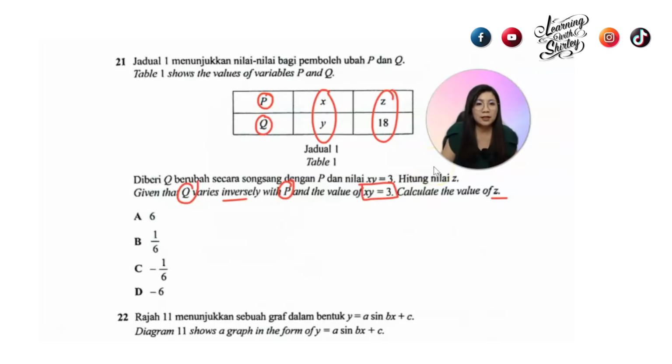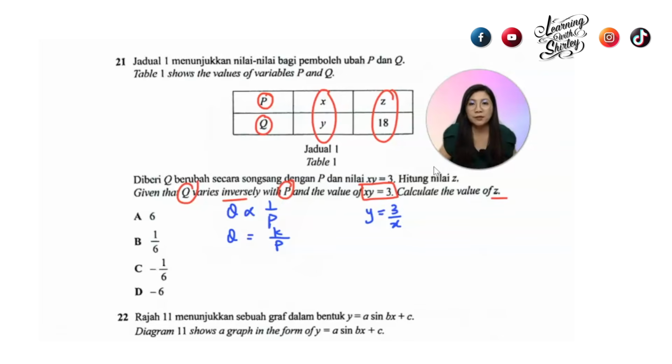Okay, so let's do this. Q varies inversely with P means like this. And then you have to change to an equal sign, so you multiply with K, and it becomes K over P. On the right hand side, you see XY equals 3, which means Y is equal to 3 over X.